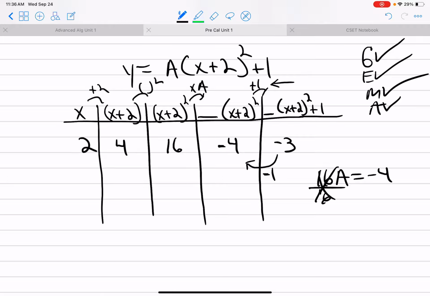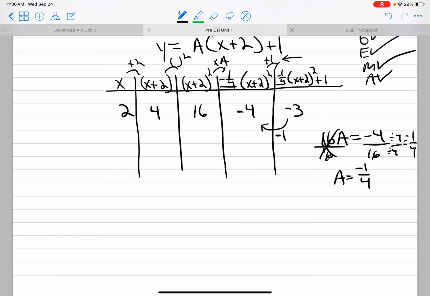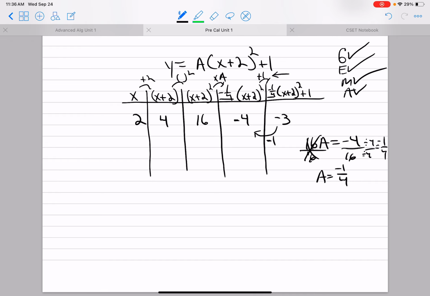So 16 times a equals negative 4. Divide by 16. Divide by 16. A equals negative, divide by 4, divide by 4. What's that? Negative 1/4. So my answer becomes y equals negative 1/4 times x plus 2 squared plus 1.